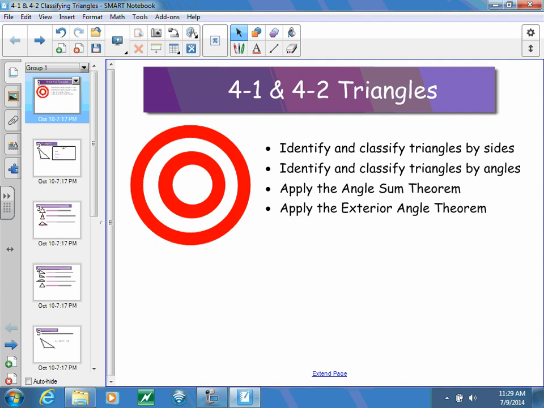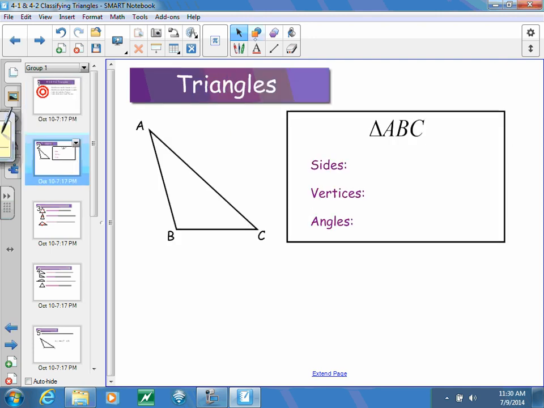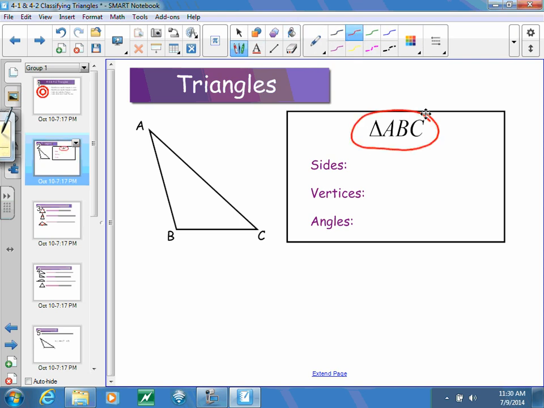So we'll review that. And then we're going to talk about the angle sum theorem as well as the exterior angle theorem. So go ahead and get started with what we know about a triangle, or what we should know about a triangle. And first of all, here's our new notation that we're going to be using. It has the vertices of our triangle, ABC, and then it's got this little triangle symbol, and that just says we're talking about triangle ABC.